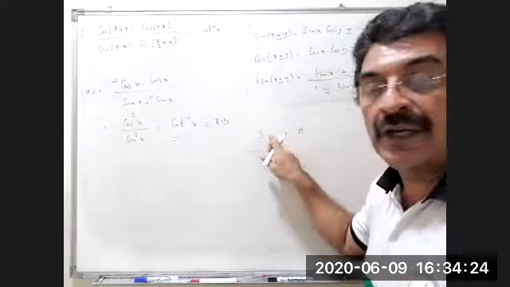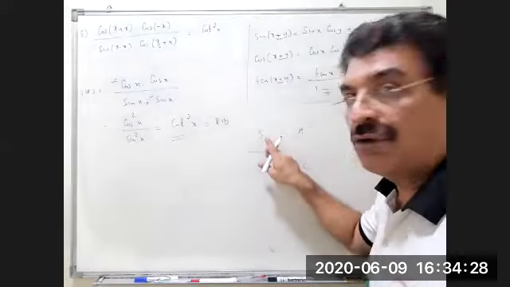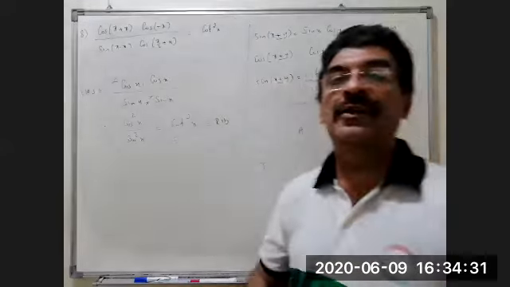So here, in the second quadrant, sign is positive. Here also sign is positive. In third and fourth, it is negative.